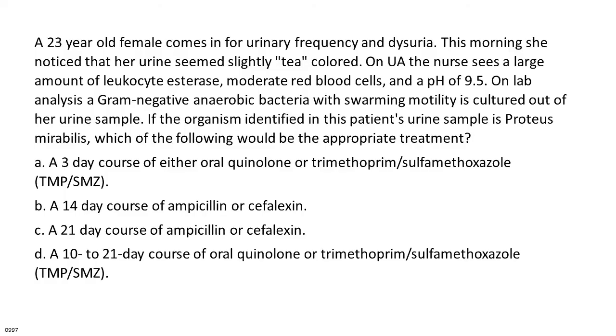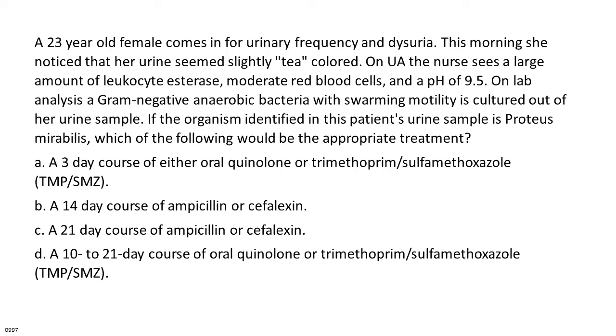A 23-year-old female comes in for urinary frequency and dysuria. This morning she noticed that her urine seemed slightly tea-colored. On UA the nurse sees a large amount of leukocyte esterase, moderate red blood cells, and a pH of 9.5. On lab analysis a gram-negative anaerobic bacteria with swarming motility is cultured out of her urine sample.